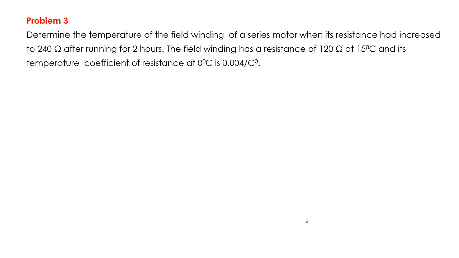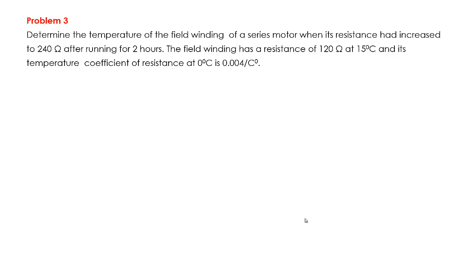So let's proceed with problem 3. Determine the temperature of the field winding of a series motor when its resistance had increased to 240 ohms after running for 2 hours. The field winding has a resistance of 120 ohms at 15 degrees Celsius and its temperature coefficient of resistance at 0 degrees Celsius is 0.004 per Celsius degrees.